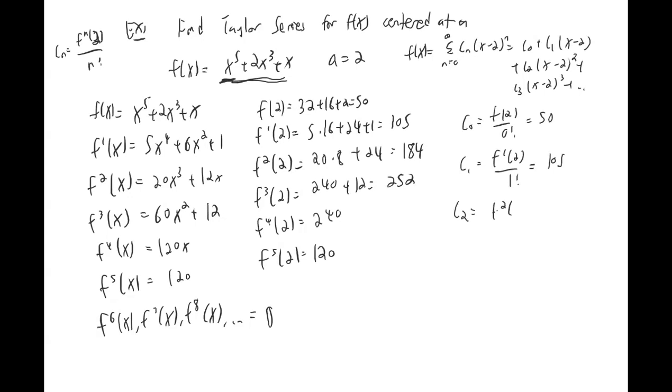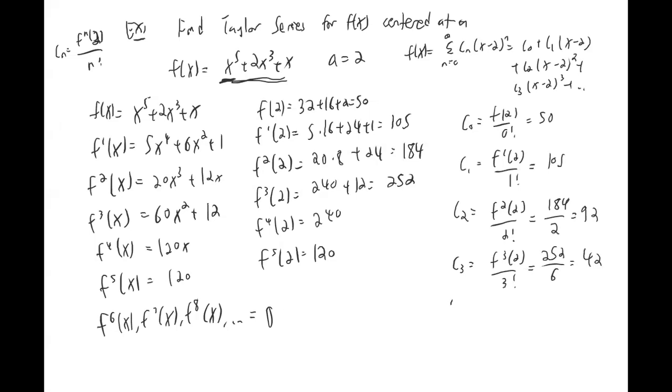C2 is f2 at 2 divided by 2 factorial. Well, f2 is 184. 2 factorial is just 2 times 1, so that's 2. That's 92. C3 is f3 at 2 divided by 3 factorial. Well, f3 is 252. 3 factorial is 3 times 2 times 1, which is 6. You're going to get, is it 43 or 42? Let me think. Yeah, 42.